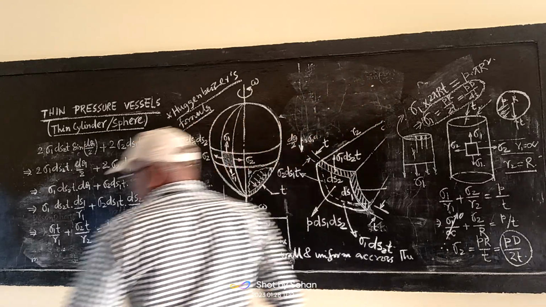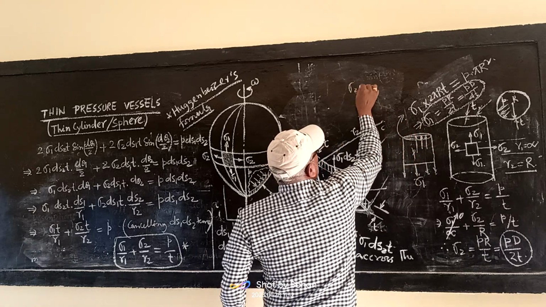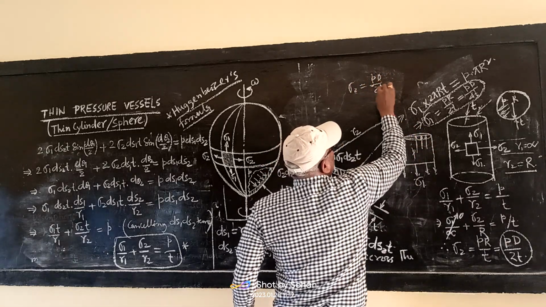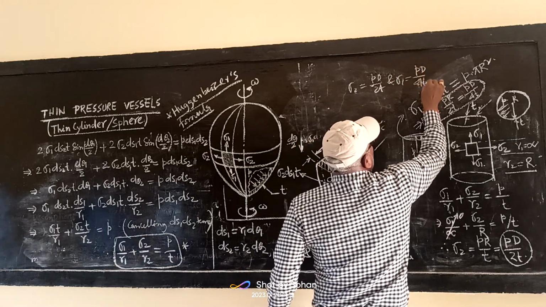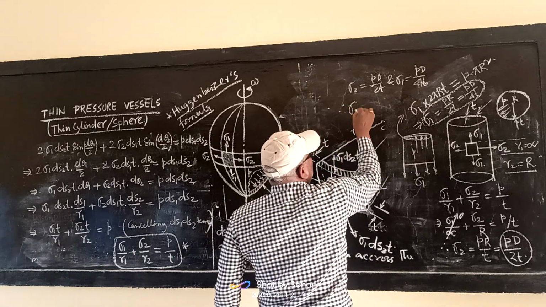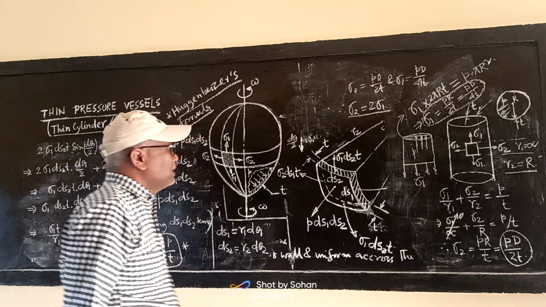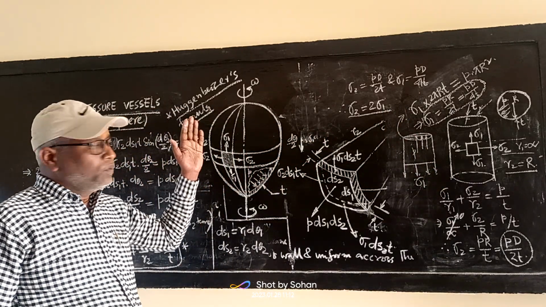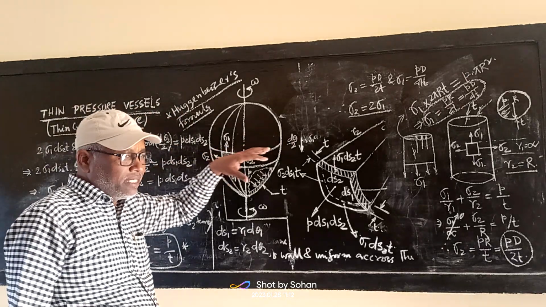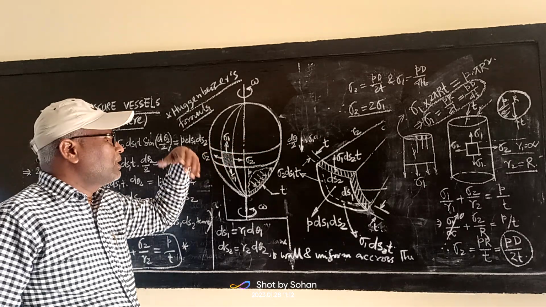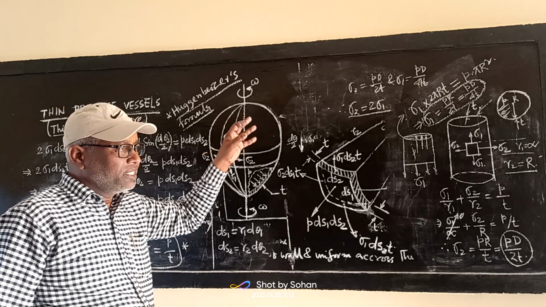So ultimately, what will be the result for the cylinder? Sigma 2 is equal to PD by 2T and sigma 1 is equal to PD by 4T. That is, sigma 2 is equal to 2 times sigma 1. So in the case of a cylinder subjected to pressure, sigma 2 is greater than sigma 1, and sigma 2 will be the governing stress.